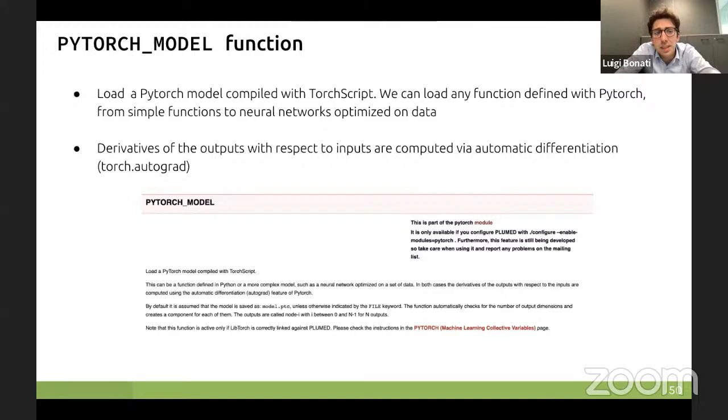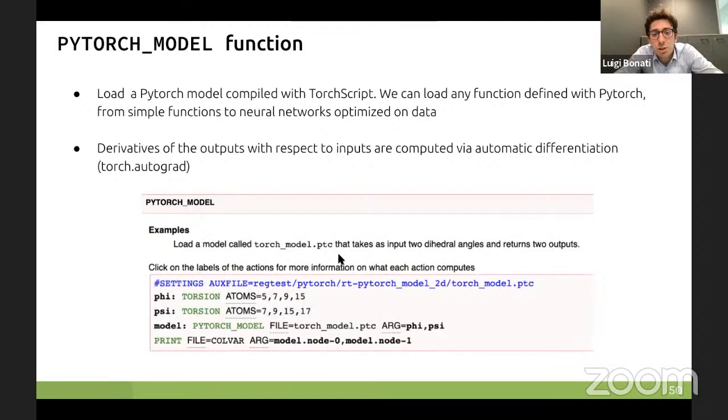So this could be useful to test new CVs without having to manually write down all the derivatives, as usual when we want to implement a new colvar. And as an example, you see here, once we have a PyTorch compiled model, we can use it in a PLUMED input file in the following way.